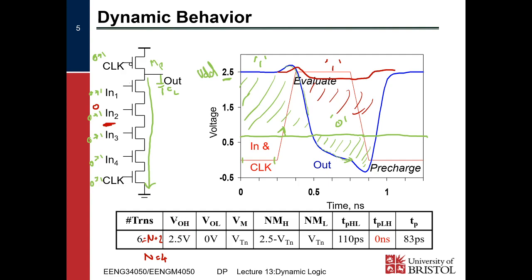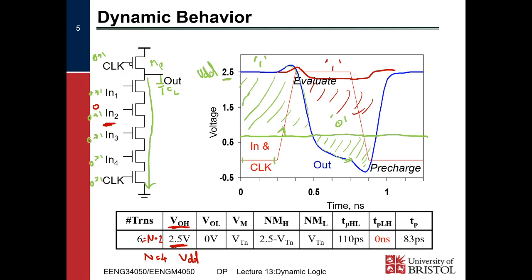So yeah, let's look at our voltage metrics first. We've got V on high, so the voltage that we get to if we've got an output of 1. Well, we get a full 2.5 volts. Just like with our complementary CMOS, we go all the way up to VDD, right? Unlike our pass transistor style, we don't necessarily drop voltage over transistors, right?